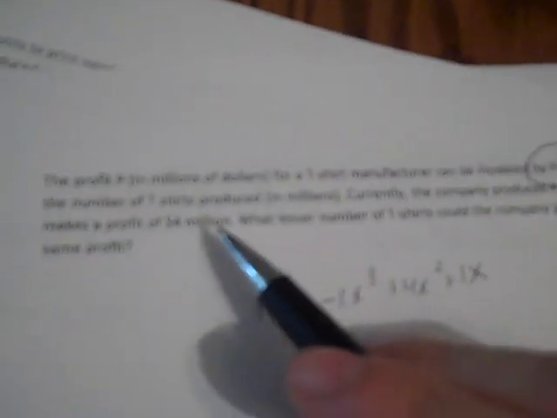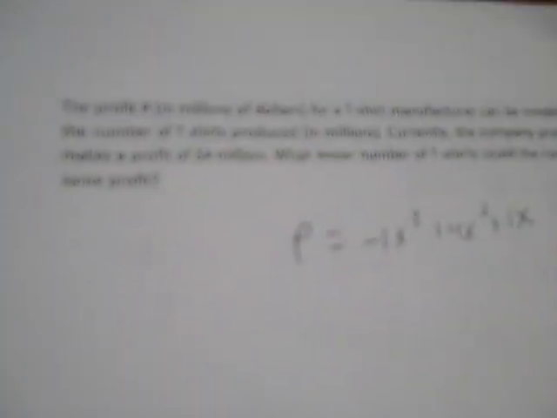Now there are 2 replacement values. We have 4 million t-shirts. So 4 mil t-shirts. And then there's another replacement value of $4 million, because right now they're selling 4 million t-shirts for $4 million. You need to put the money amount in for P. Don't put 4 million, just put 4.